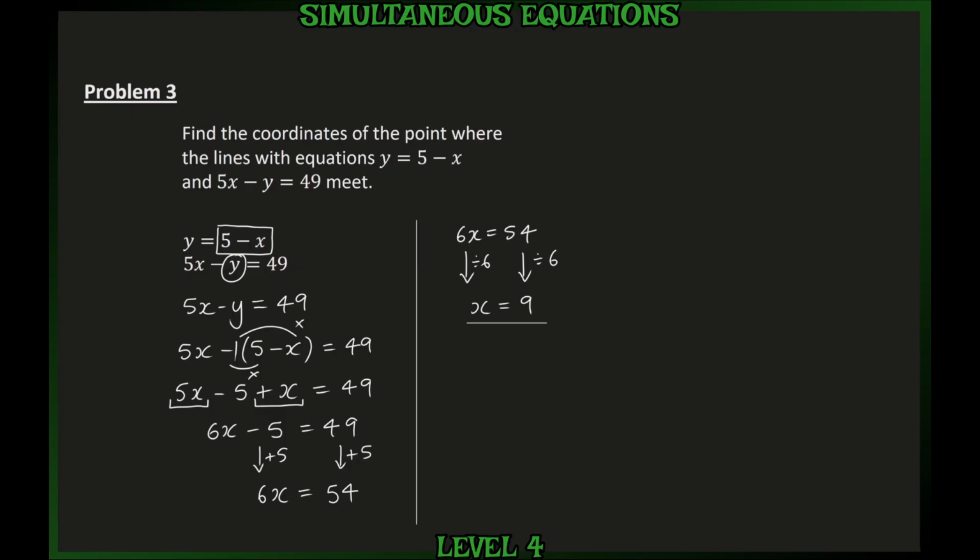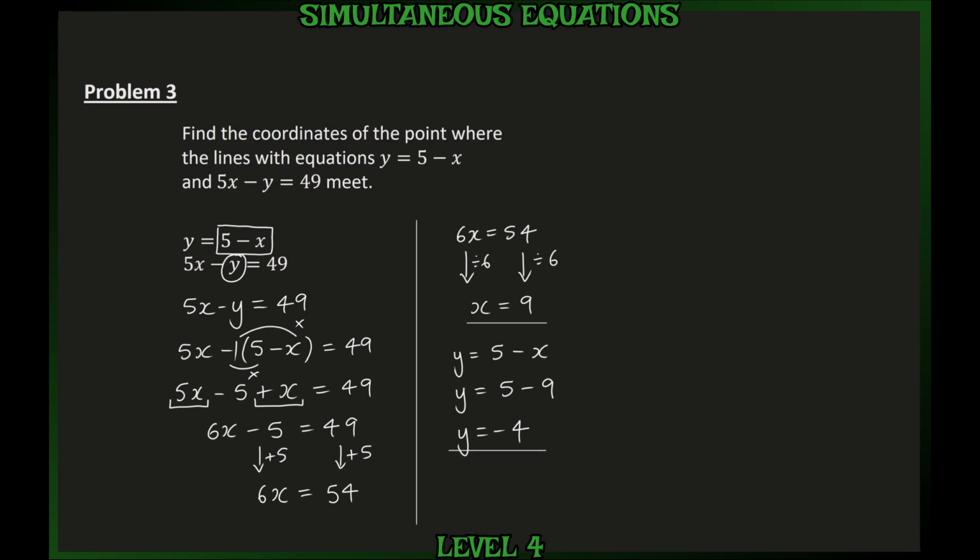We can now take this value of x and substitute it into the first equation where y is the subject. So y equals 5 minus x now becomes y equals 5 minus, I'm going to replace the x with 9. And since 5 minus 9 is minus 4, we have y is equal to minus 4.